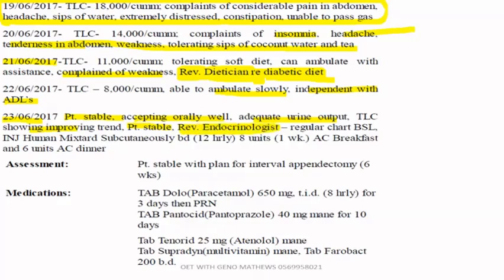Endocrinologist. Who's an endocrinologist? A person who talks about diabetes, right? So the endocrinologist reviewed this patient and suggested a regular chart of BSL. BSL means blood sugar level. So regularly this BSL has to be charted. Charted means monitored. Also, Human Mixtard injection was prescribed subcutaneously, 12 hourly, 8 units after breakfast, 6 units after dinner.